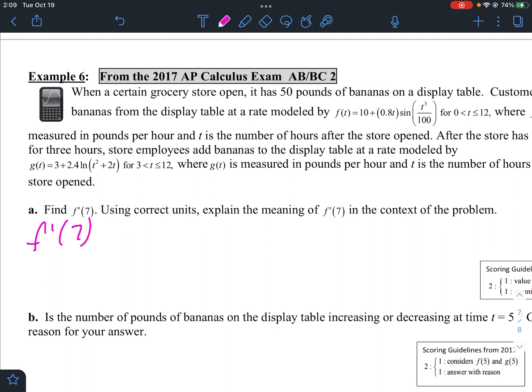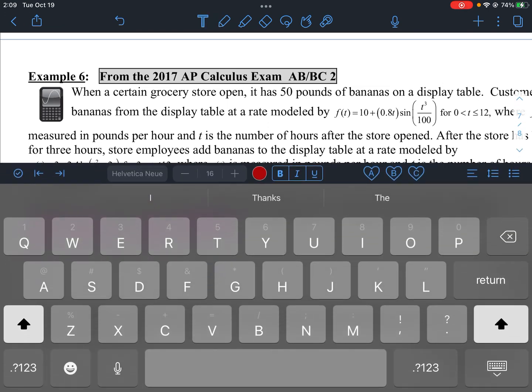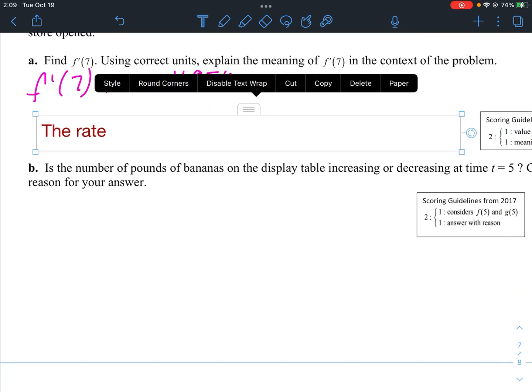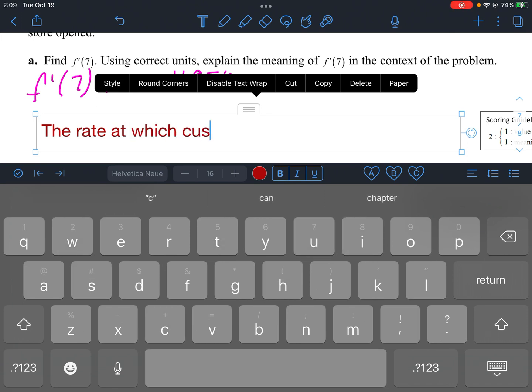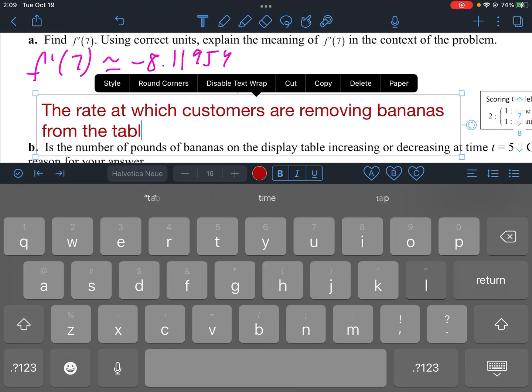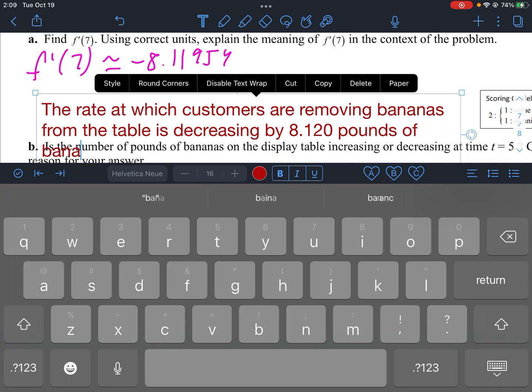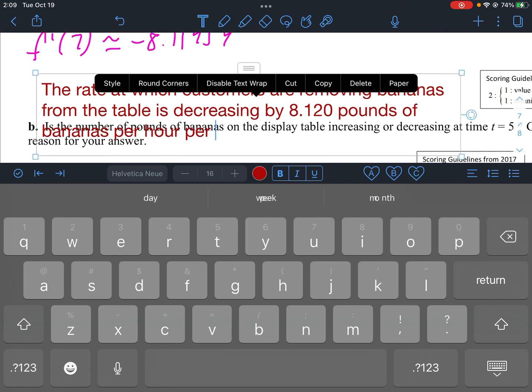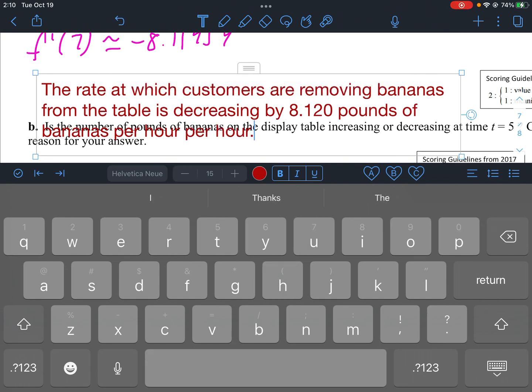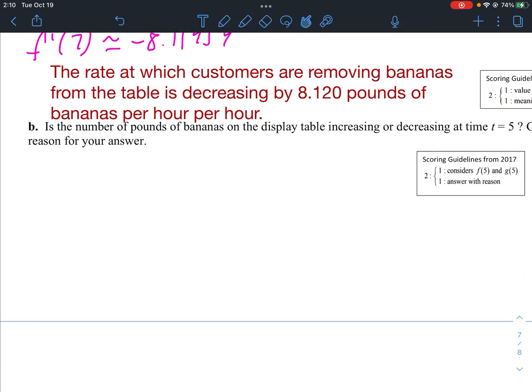f prime of 7. Okay, use your home screen to find that. We should get approximately negative 8.11954. So what does that mean in context of the problem? The rate at which customers are removing bananas from the display stand or from the table is decreasing 8.119 or 8.120 pounds of bananas per hour, or per hour squared. Okay, I'm not really sure why they said removing them. They could just say buying them, but that's the wording that was used in the problem. That's the wording we'll use in our answer.